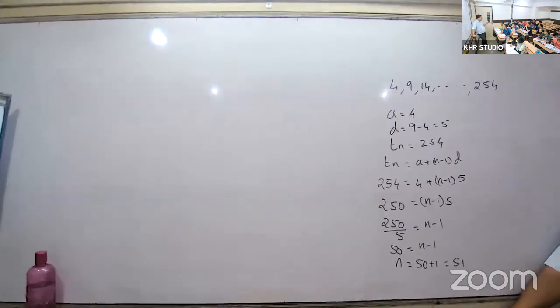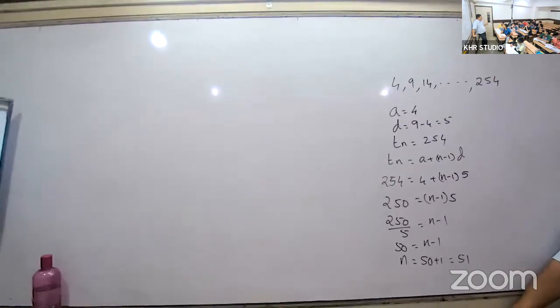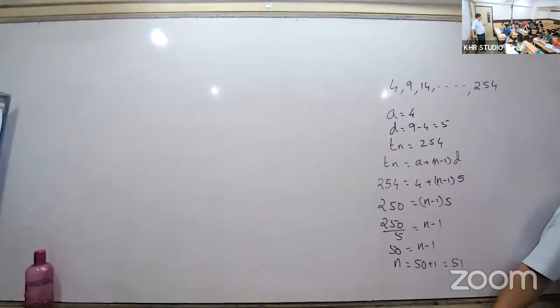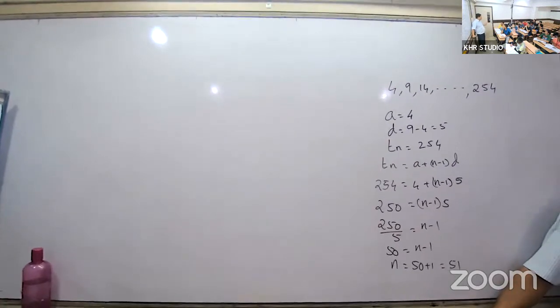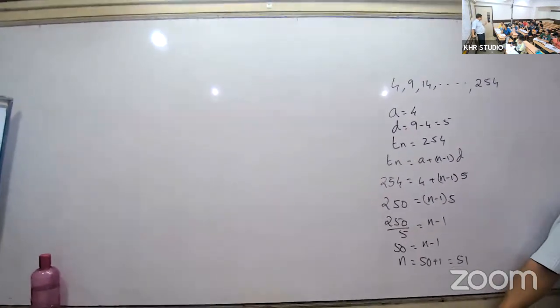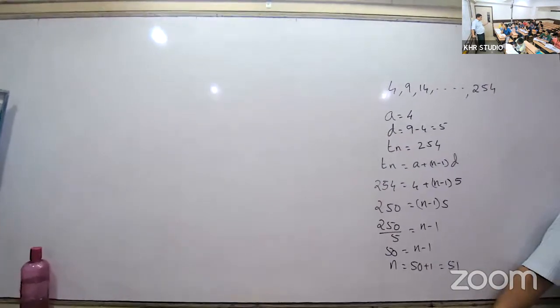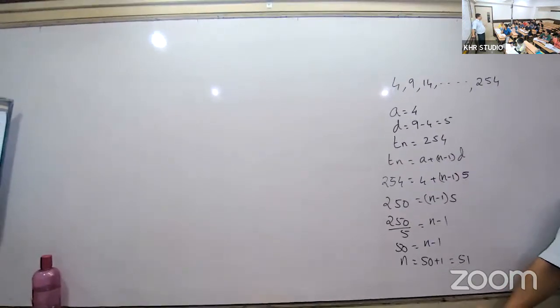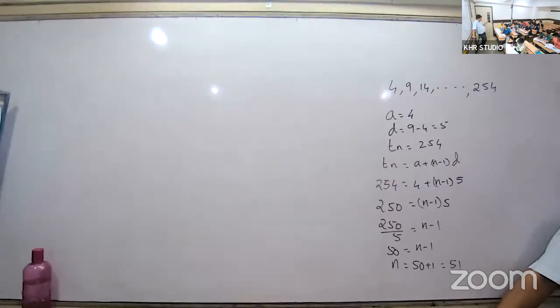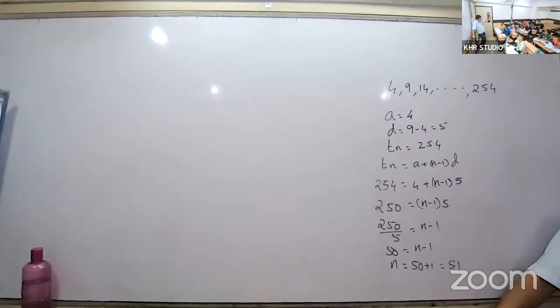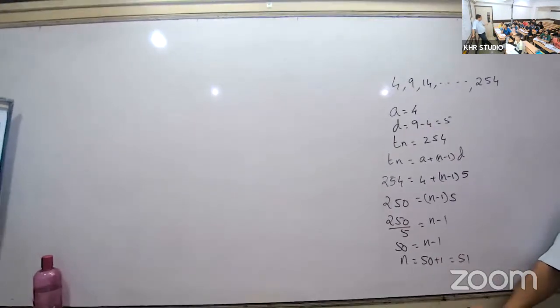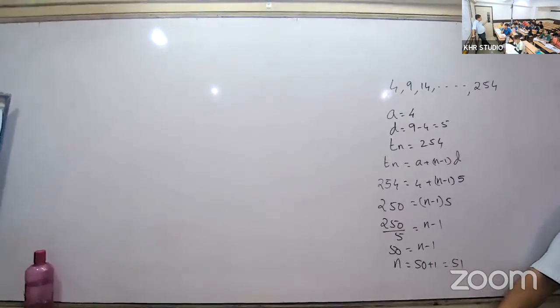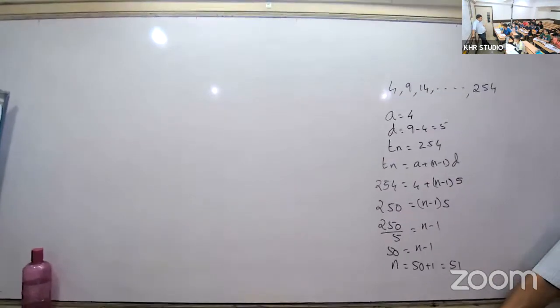Then what will be the second term from the end? Don't shout, listen. T50. So you subtracted only 1. What is the third term from the end? T49. So you subtracted how much? 2. So the 10th term from the end will be what? T41. It is wrong, not T41.